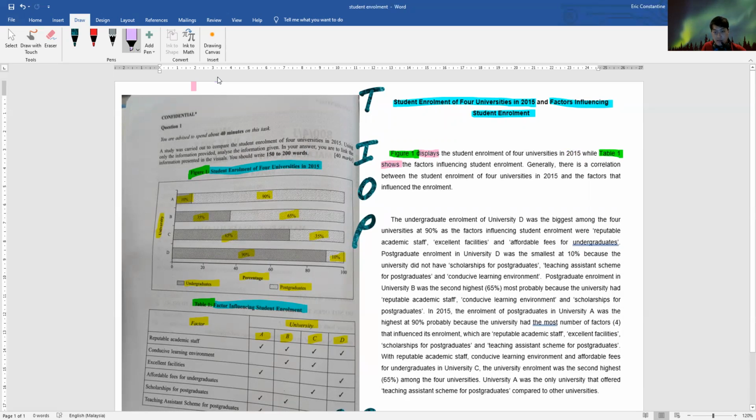All right. And the second part here, the introduction: figure 1 displays the student enrollment in 4 universities in 2015, while table 1 shows the factors influencing student enrollment. Now, I just want to highlight this is the most important one. Maybe I try to use the yellow one, this one here. I always remind my students about this part here, the word while, to connect between two visuals: figure 1, blah, blah, blah, while table 1.